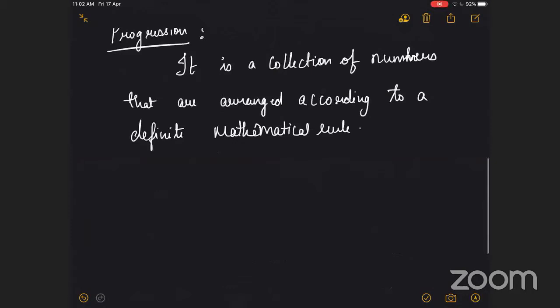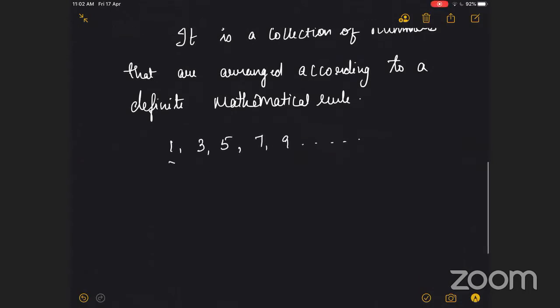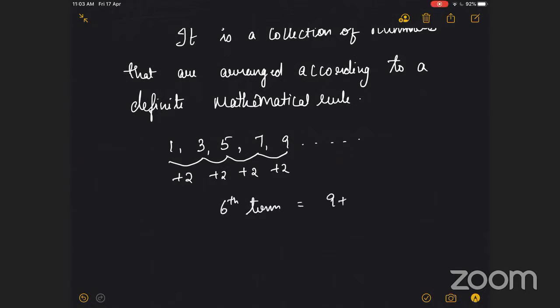For example, in the new one we can say 1, 3, 5, 7, 9 and so on. Here also there is an increment of plus 2, plus 2, plus 2. That is, if we add 2 to the previous number, we get the next term. So can we get the sixth term here? What will be the sixth term? That is 9 plus 2, that is 11. I hope progression is a bit clear.